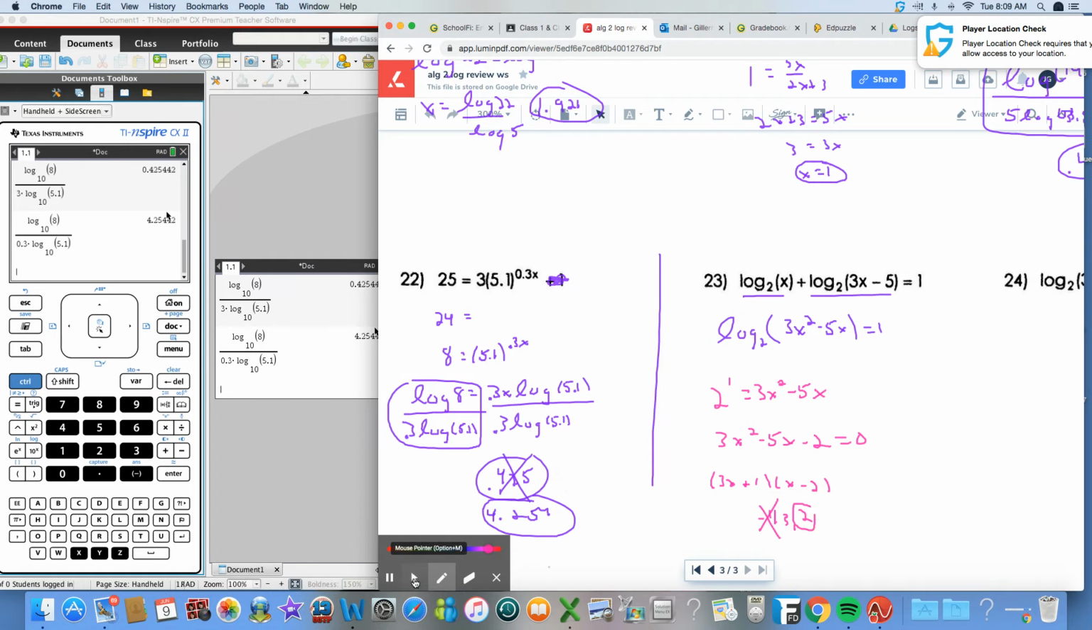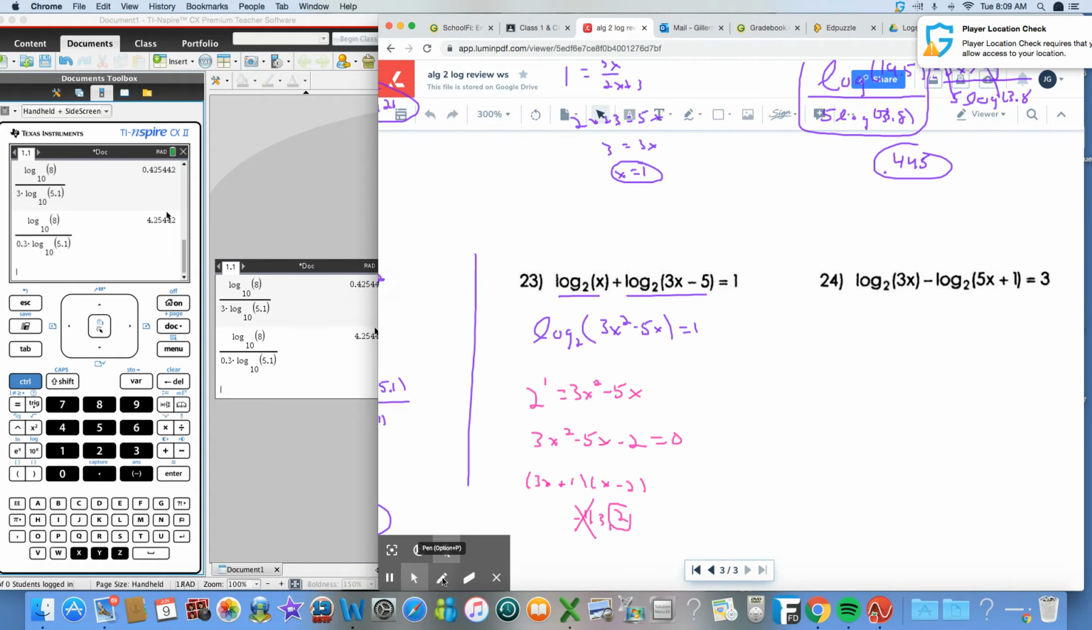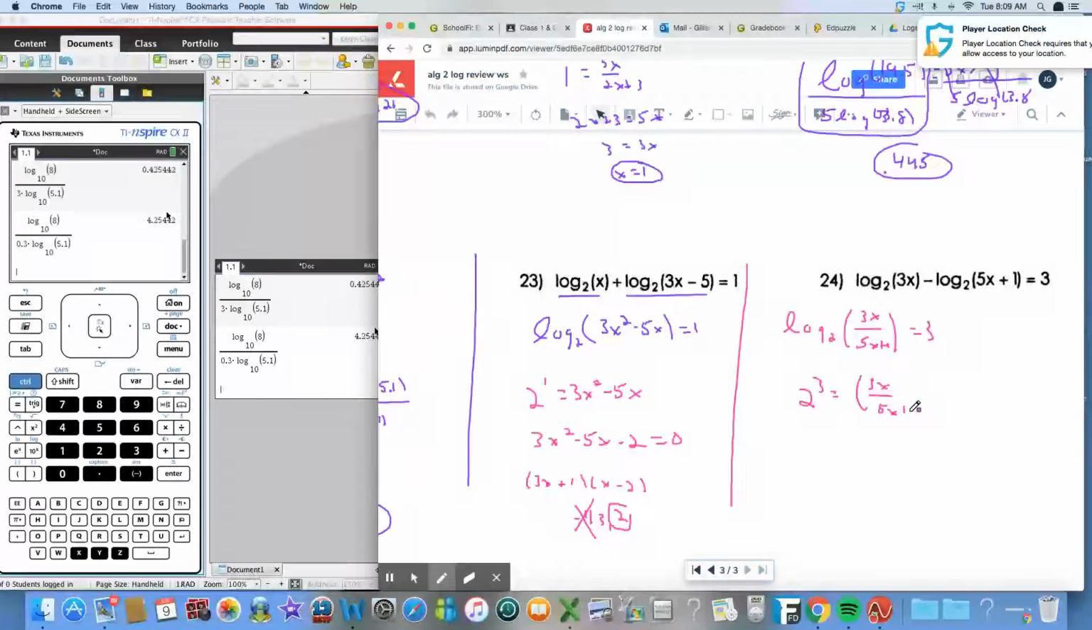All right, 24. Very similar problem to 23. Condense first. So it's going to be log base 2. This is a division, so it's 3x over 5x plus 1 equals 3. So we write as an exponential. 2 to the third equals 3x over 5x plus 1. This is 8, really, right?